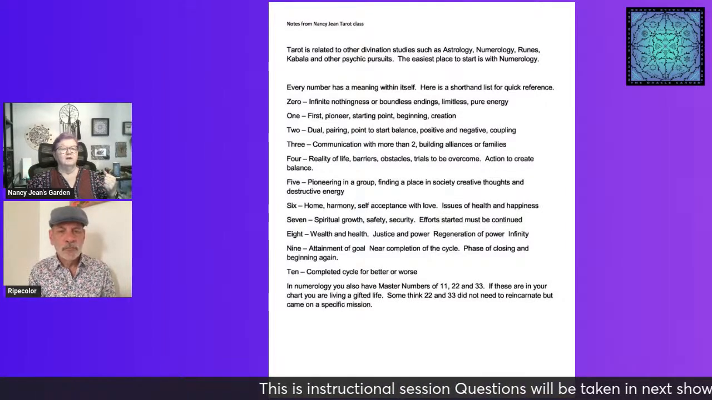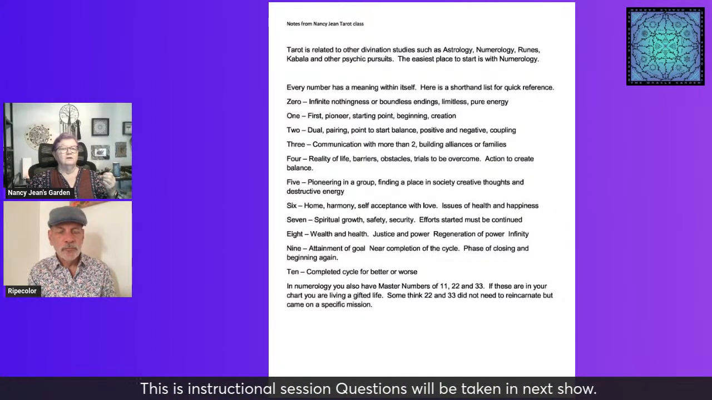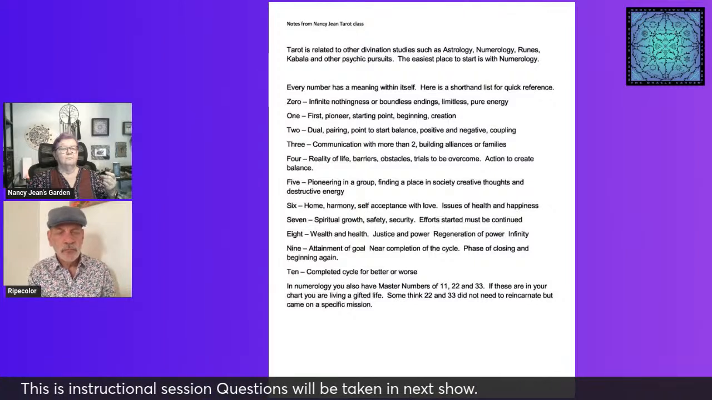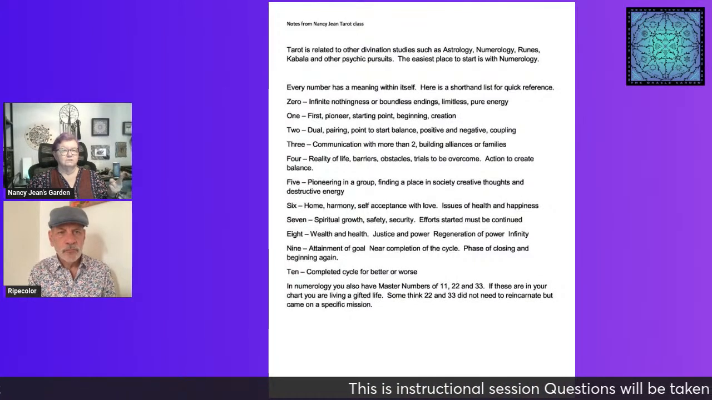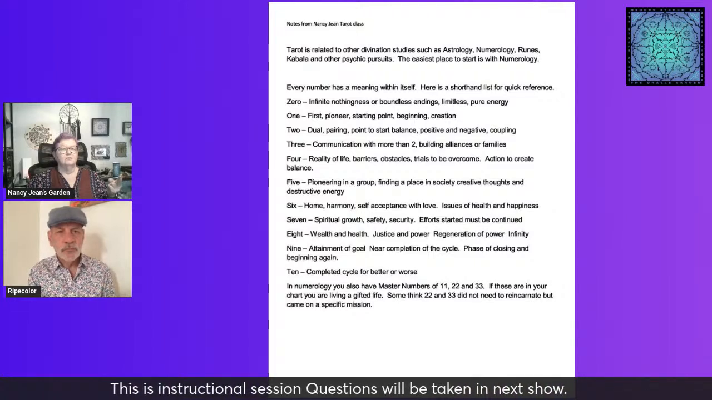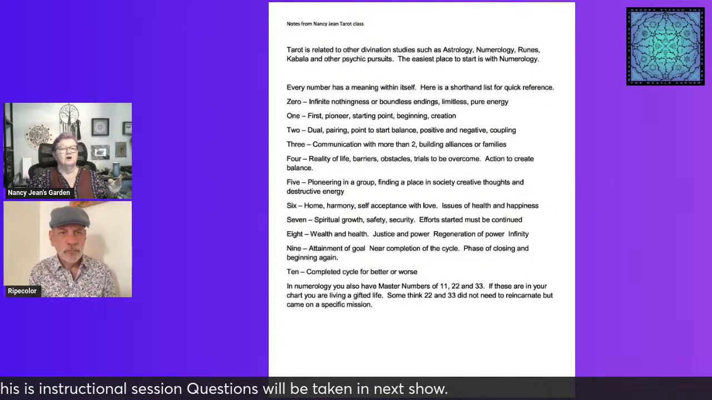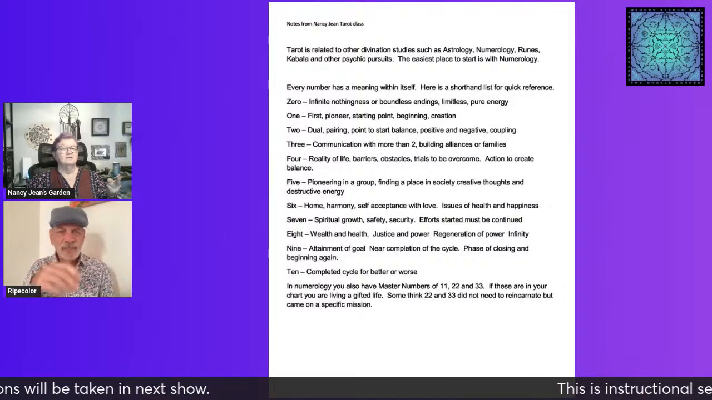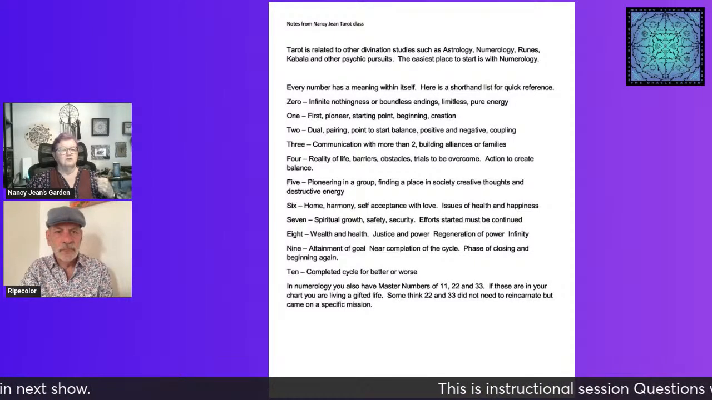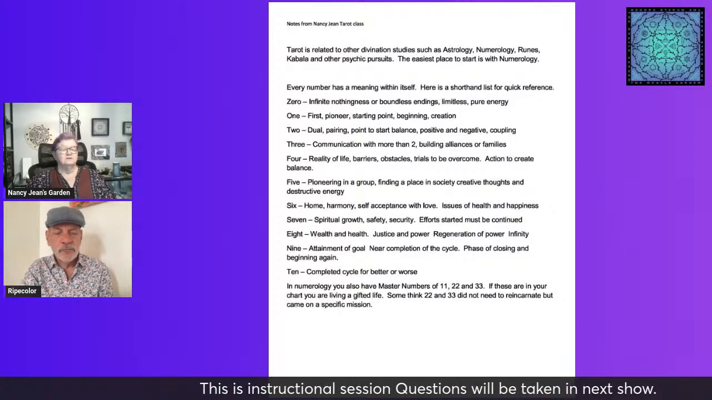1 is first, pioneer, starting point, bringing things together. 2 is dual, pairing, and one-to-one relationships. 3 is to communicate with others, more than 2 at a time, talking and creativity. 4 is the reality of life, building structures. These are the people who really touch things and feel things in the world.